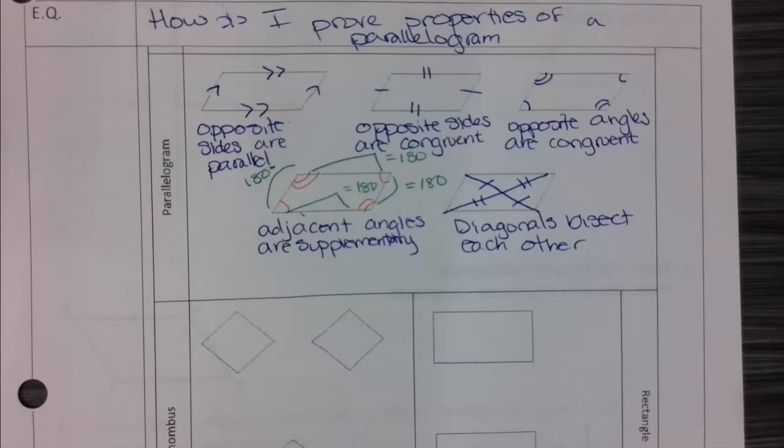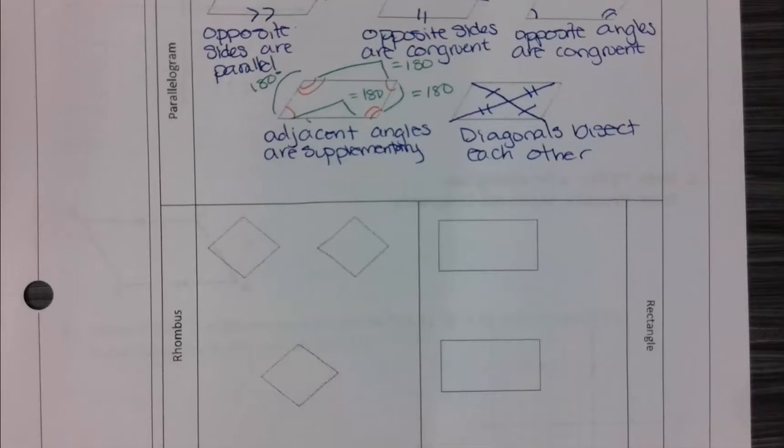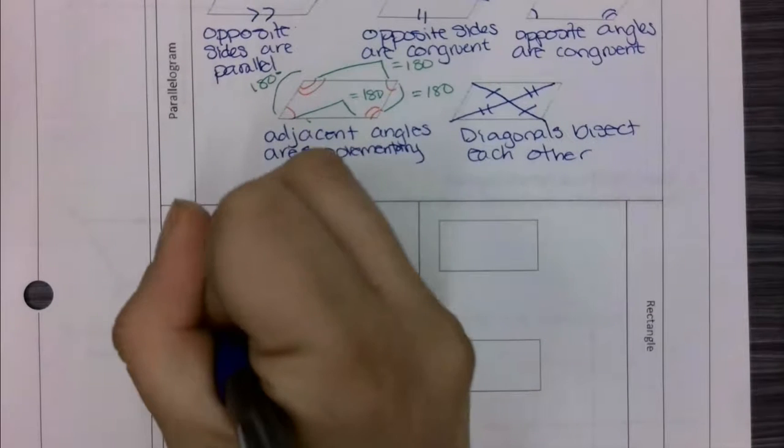Moving on. Let's talk about properties of rhombuses. Sorry. So, we know it has 4 congruent sides.